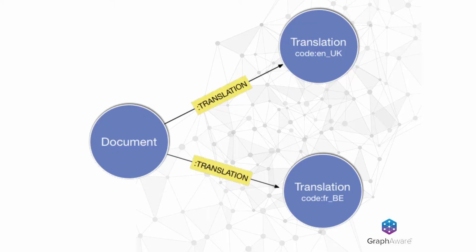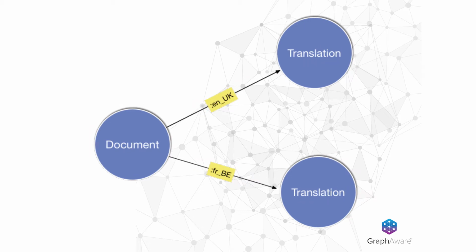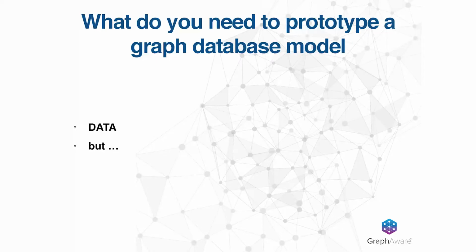And the first time you use Neo4j, you will change your model a lot of times because you will see that it is not performant or it is not responding to your question. For example, you can model a document translation like this or like this. Each time you want to change, you have to reload the data in the database.